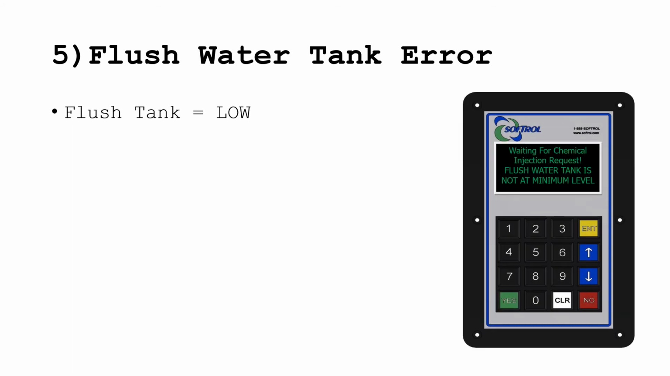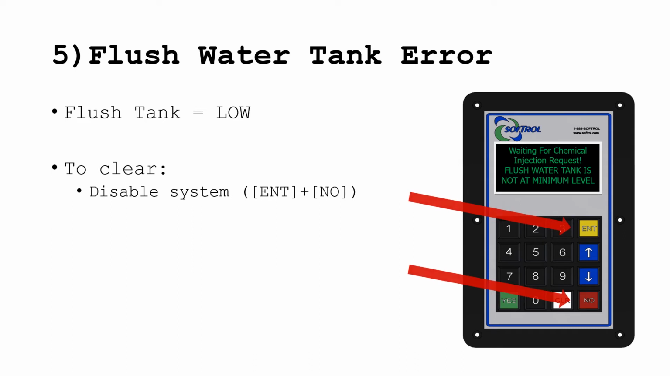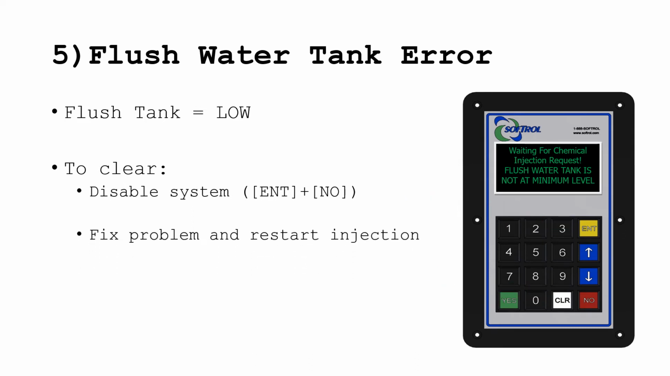5. Flush water tank error. When the flush water tank is low at the start of an injection, the machine shows this error. To clear, disable the system by pressing the ENT and No keys at the same time, then fix the problem and restart the injection.